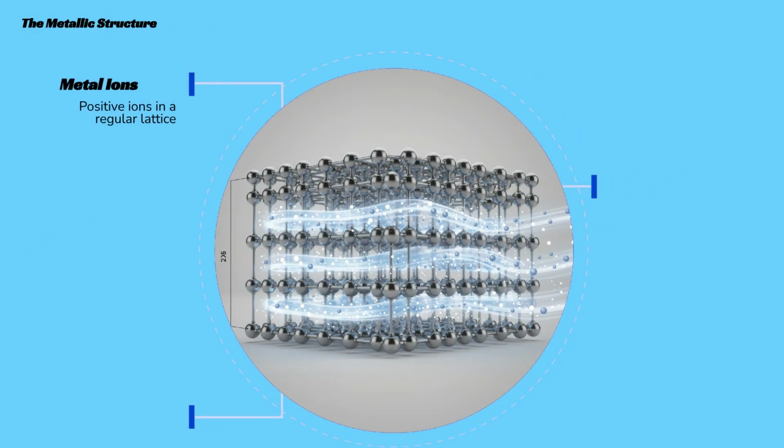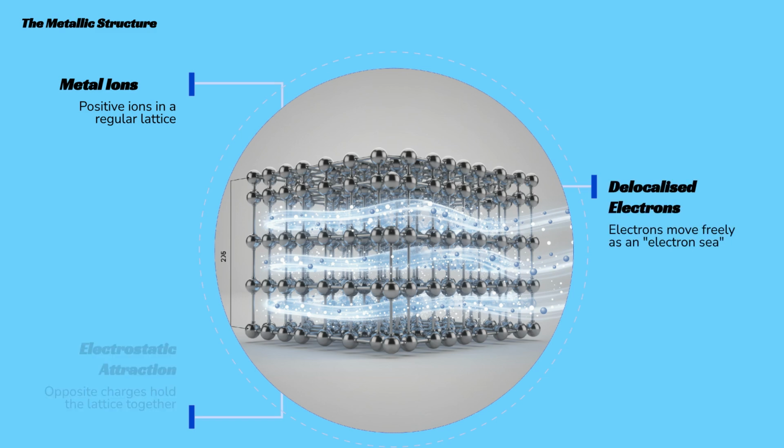The metallic structure consists of positive metal ions in a regular lattice. The delocalized electrons move freely as an electron sea. Strong electrostatic attraction between these opposite charges holds the structure together.